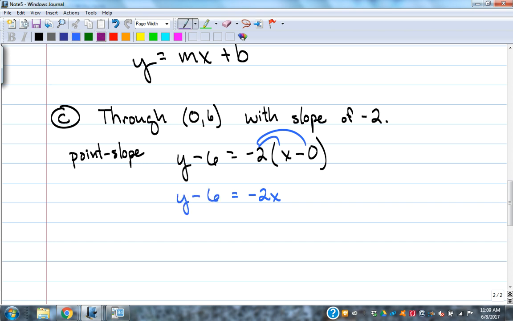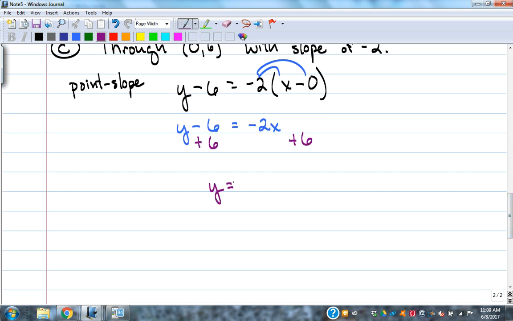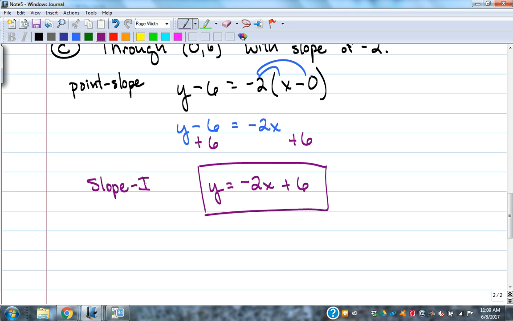Now I can add 6. But does it go to the 2x? No. Yeah, it adds to that 0 that's over there, technically. So there we have negative 2x plus 6. And there's our slope intercept form that we wanted. So there we are in slope intercept form. And I'll abbreviate that slope INT. And that's the form that they want us to stop at here. Okay.